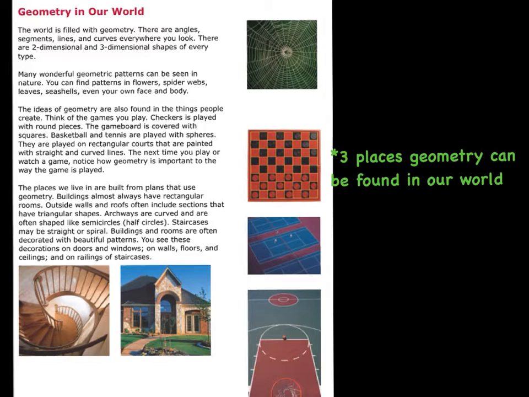The places we live in are built from plans that use geometry. Buildings almost always have rectangular rooms. Outside walls and roofs often include sections that have triangular shapes. Archways are curved and are often shaped like semicircles or half circles. Staircases may be straight or spiral. Buildings and rooms are often decorated with beautiful patterns. You see these decorations on doors and windows, on walls, floors, and ceilings, and on railings of staircases.